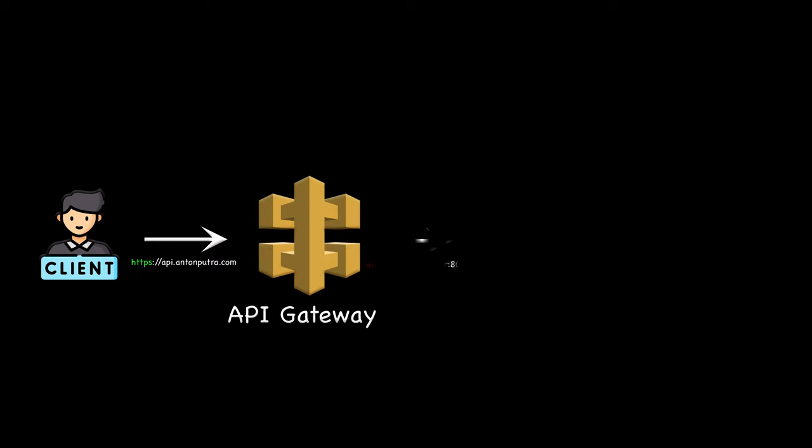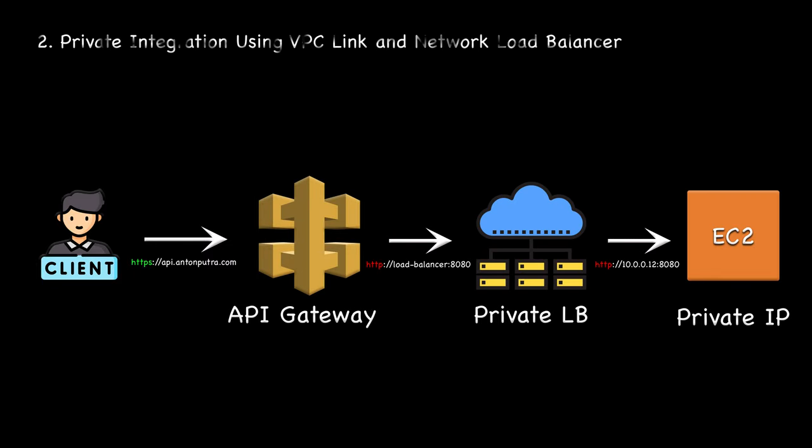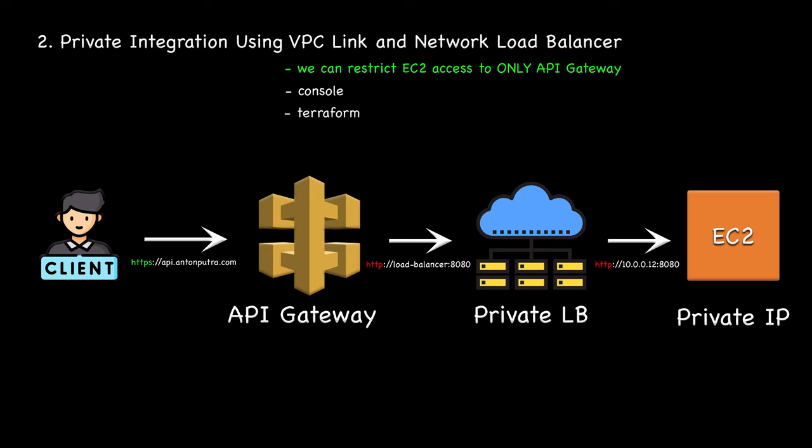In the second example, we will use private integration using a VPC link and internal network load balancer. In that way, we can restrict access so that only API Gateway can route traffic to our REST API installed on the EC2 virtual machine. Same here. First, we will create this example from the console and then using Terraform.